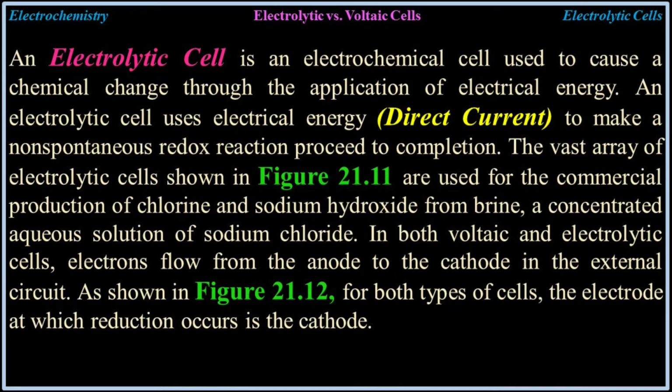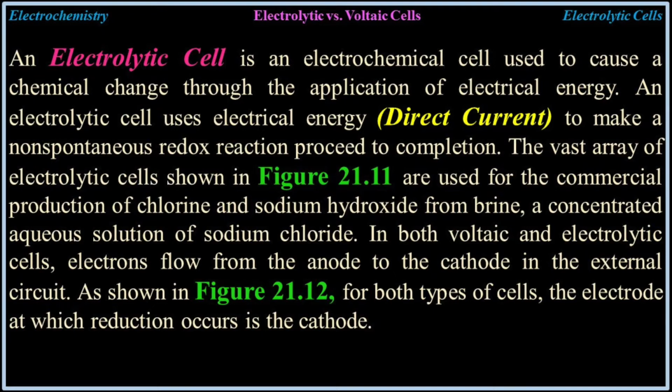An electrolytic cell is an electrochemical cell used to cause a chemical change through the application of electrical energy. An electrolytic cell uses electrical energy, direct current, to make a non-spontaneous redox reaction proceed to completion. The vast array of electrolytic cells shown in figure 21.11 are used for the commercial production of chlorine and sodium hydroxide from brine, a concentrated aqueous solution of sodium chloride.